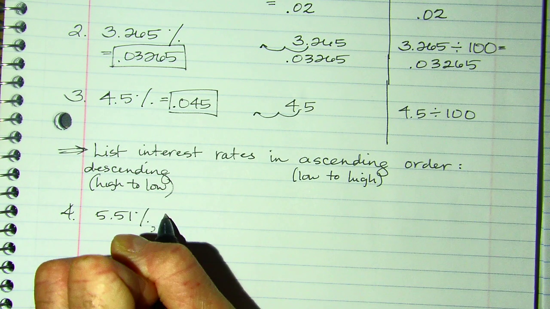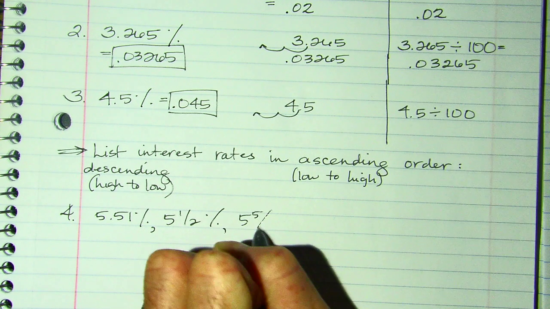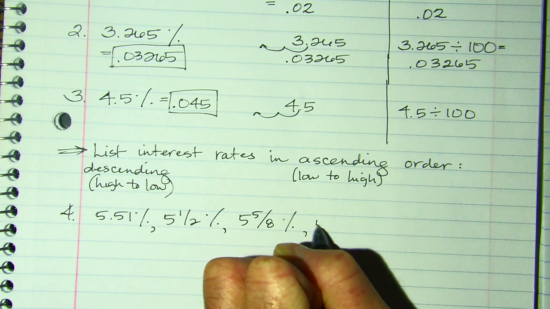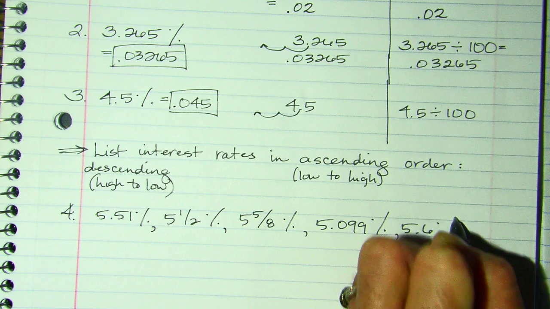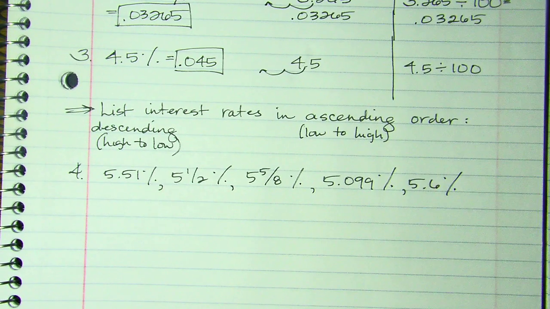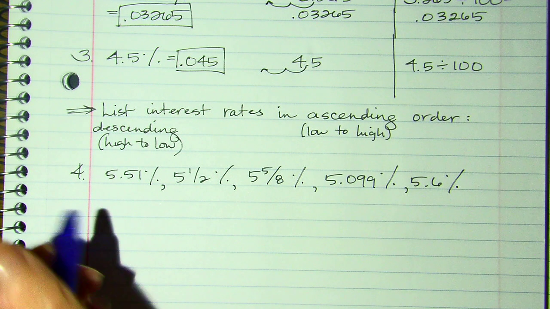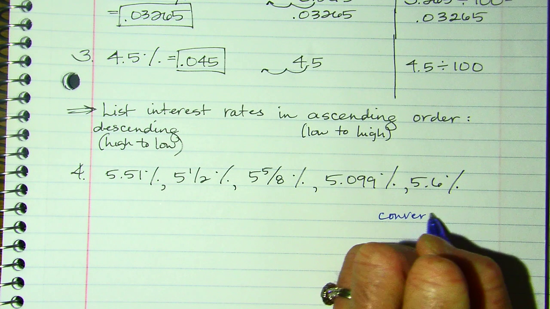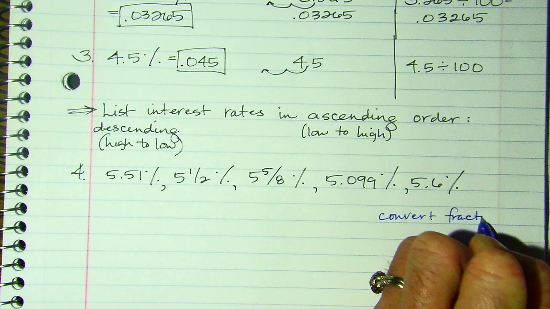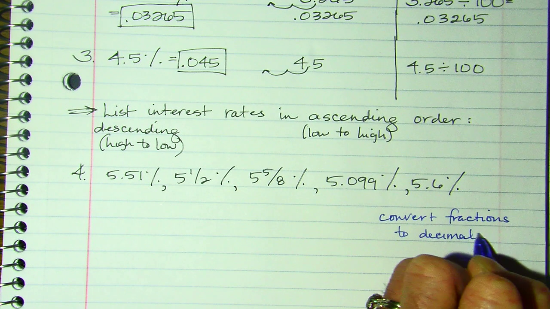5.51%, 5.5%. So if we were comparing banks, we wanted to know who had a better interest rate, which is one of your homework and test questions. Here's how you would do it. They've asked us to list interest rates in ascending order. The first thing I have to do is make sure I convert fractions to decimals so that all of these numbers are comparable.